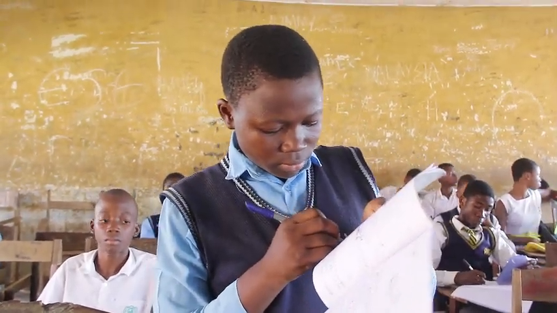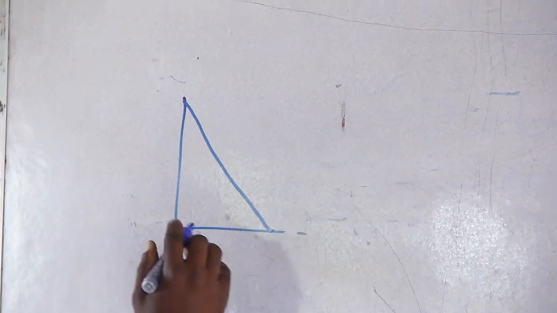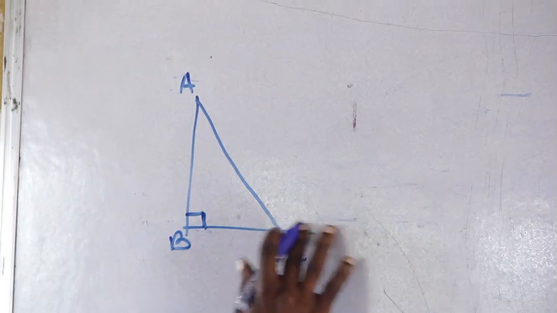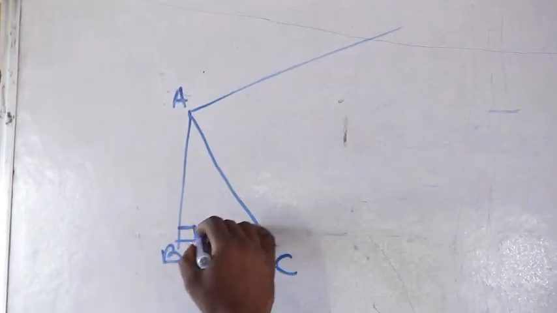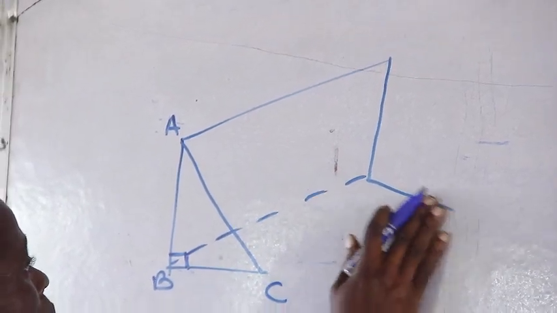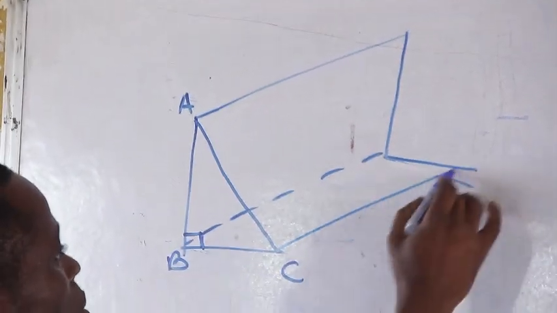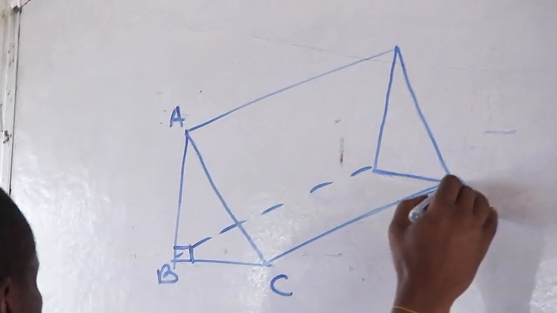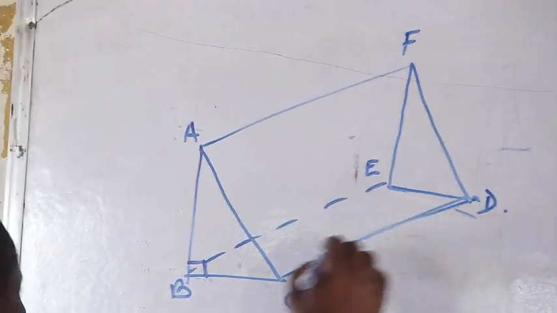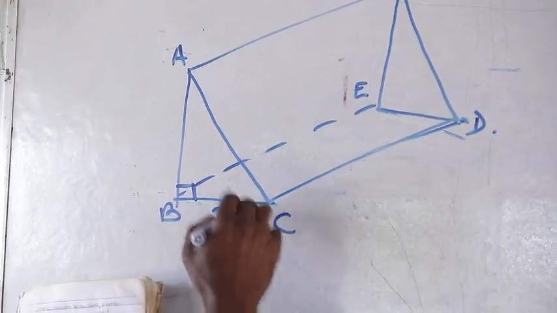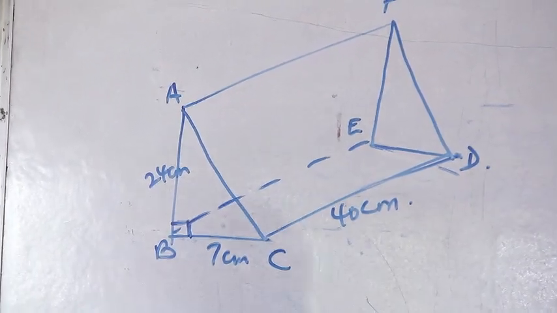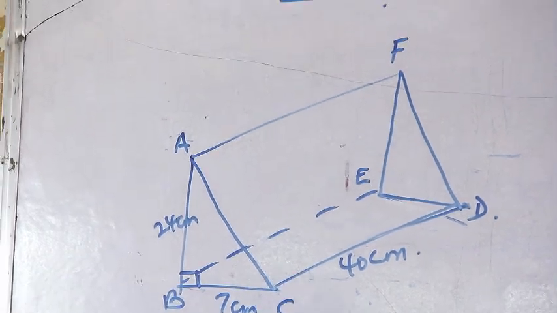Okay, now look at the diagram. We have this as a right angle. This is A, B, C. This is a prism. E, F, G. This is 7 centimeters and this is 24 centimeters. We have this as 40 centimeters. Now the first question here is to calculate AC.